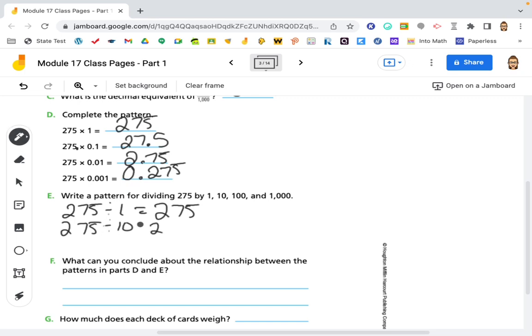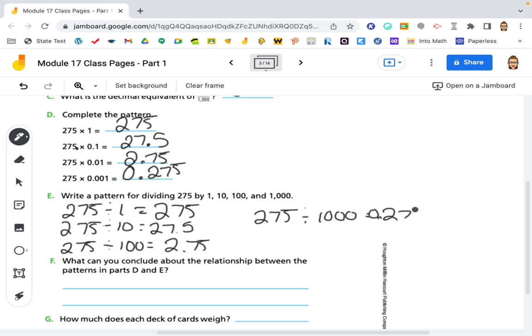27 and 5/10. 275 divided by 100 is going to equal 2 and 75 hundredths. And then 275 divided by 1,000 is going to equal 0 and 275 thousandths.